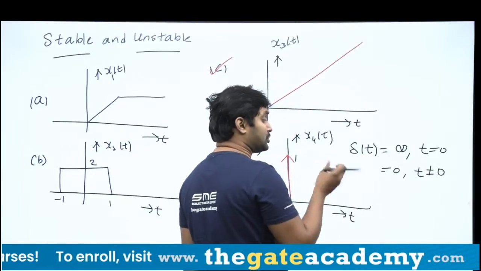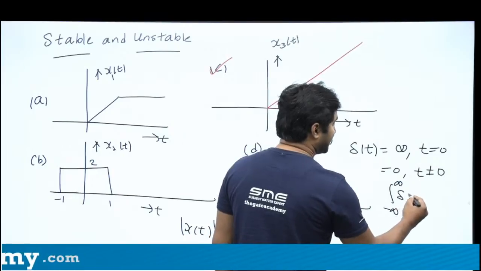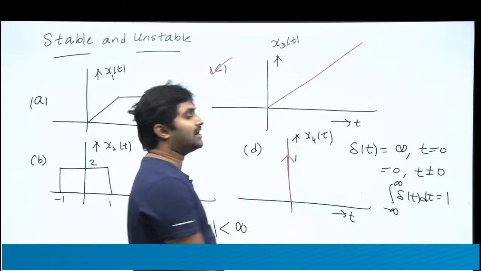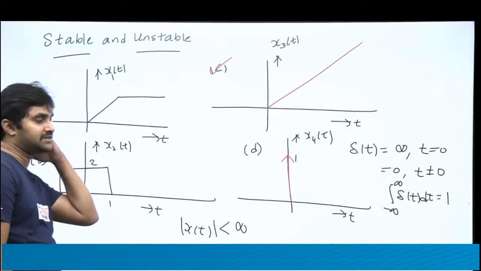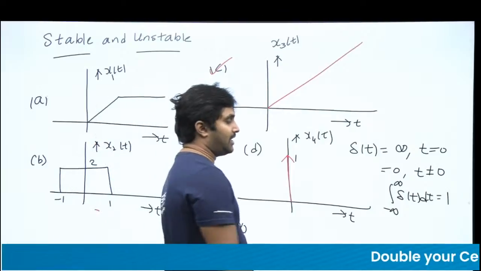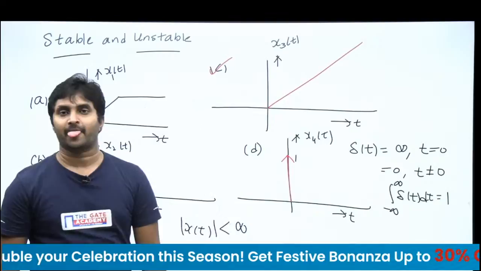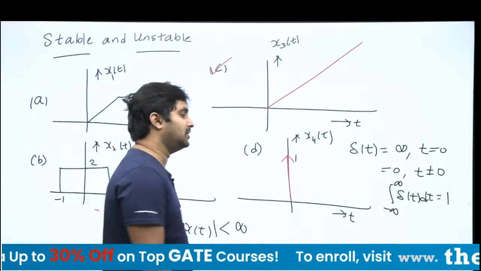Why are we calling it a unit impulse? Because the area under the impulse is equal to 1. That's why we are calling it a unit impulse.